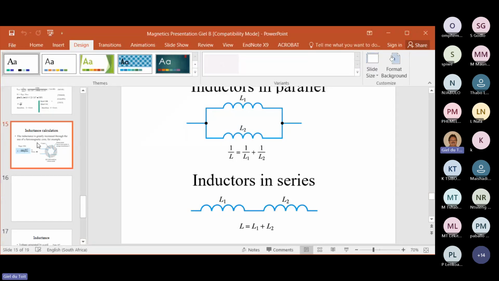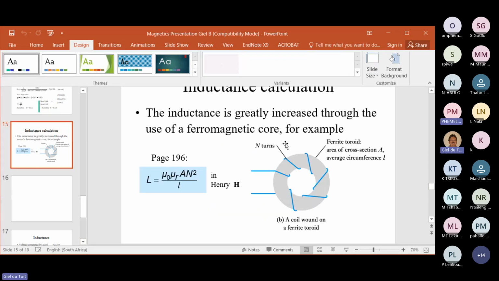Now, to make an inductor, we can calculate the inductance, and we use this formula. The inductance L equals permeability in free air times relative permeability, which is mu r, times area times n squared over the length. So let's start. Mu naught is 4 pi times 10 to the minus 7, like you've seen there on top.